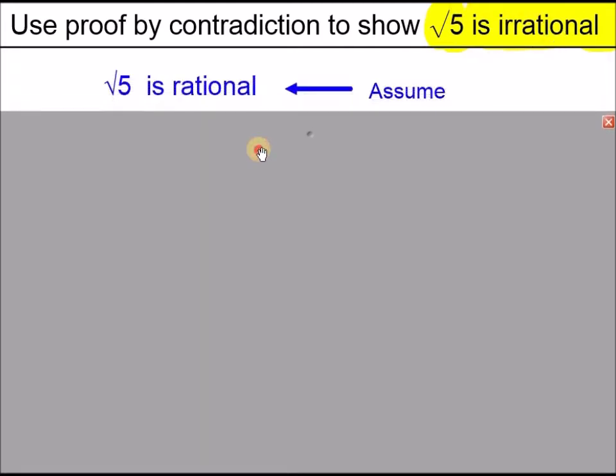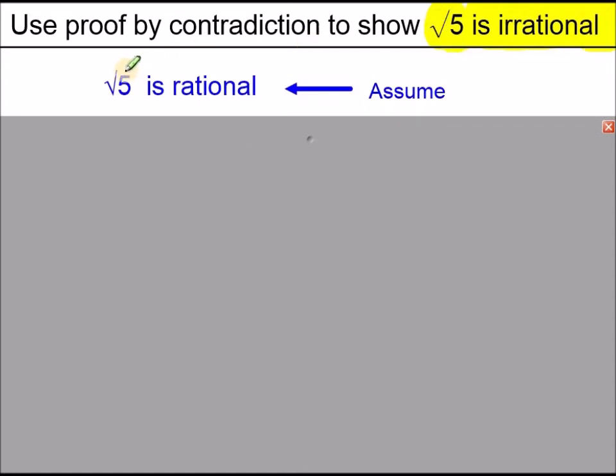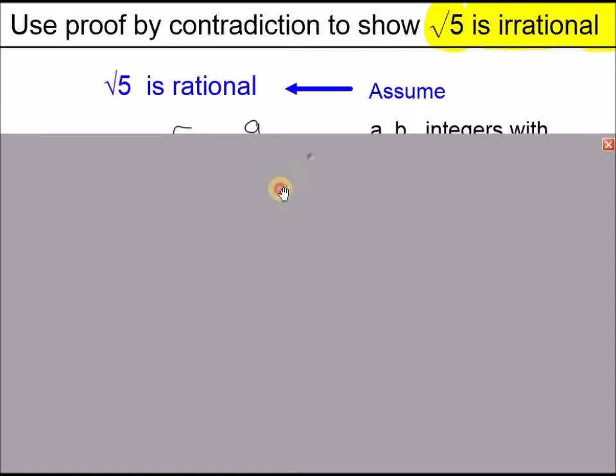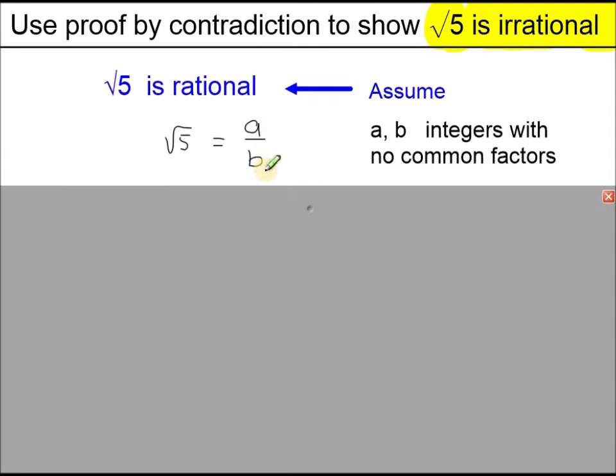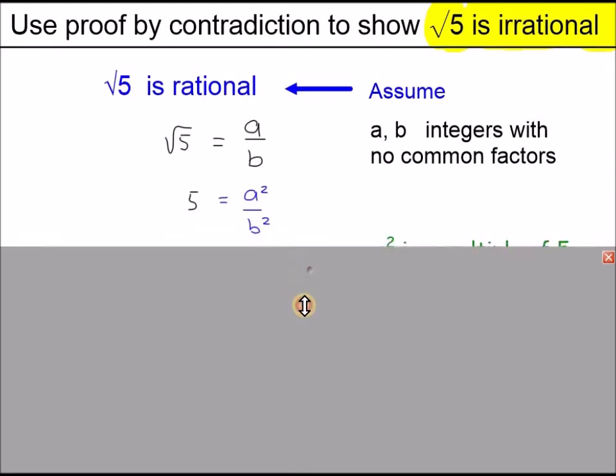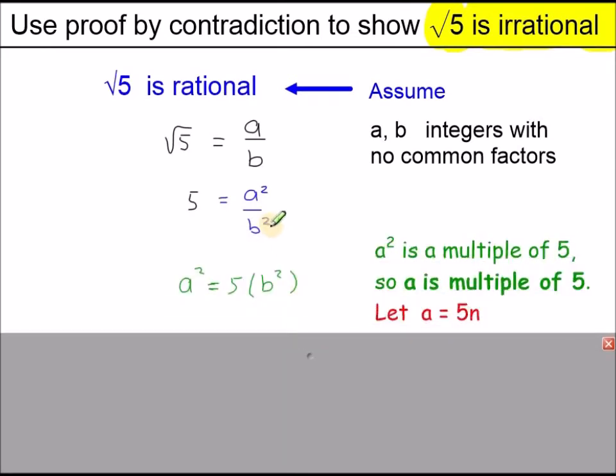Okay, now applying the same proof for root 5. So we need to show that root 5 is irrational, so we start off with a statement that contradicts this. So we're saying root 5 is rational. We write root 5 as a fraction a over b, where a and b are integers with no common factors. We square both sides, and then we make a squared the subject, so a squared is a multiple of 5. So if a squared is a multiple of 5, that means a is a multiple of 5. So a can be written as 5n.